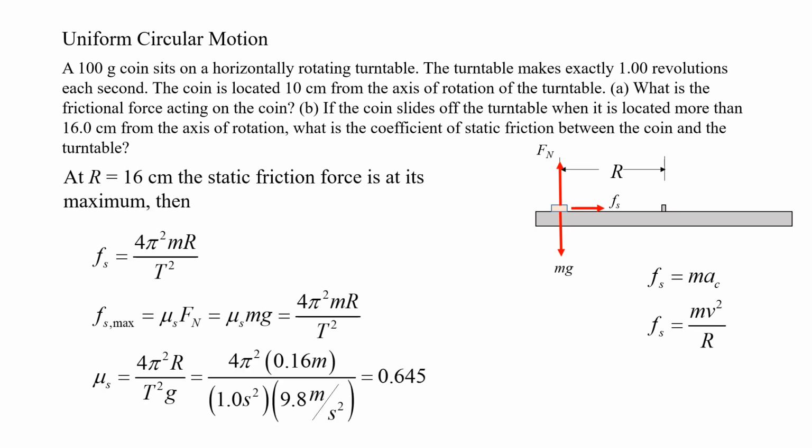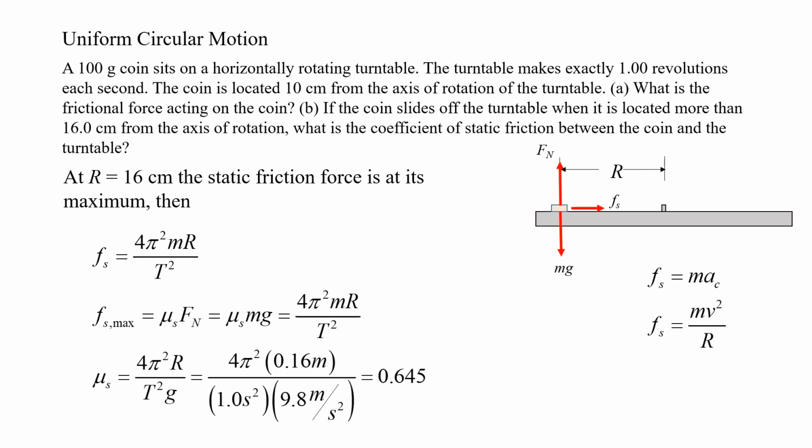Now part B says if the coin slides off the turntable when it's located more than 16 centimeters from the axis of rotation, what is the coefficient of static friction between the coin and the turntable? Well, once we get to 16 centimeters, the static friction force is at its maximum value. And we know the maximum value for static friction is mu sub s times the normal force. So the coefficient of static friction times the normal force is the maximum static friction.